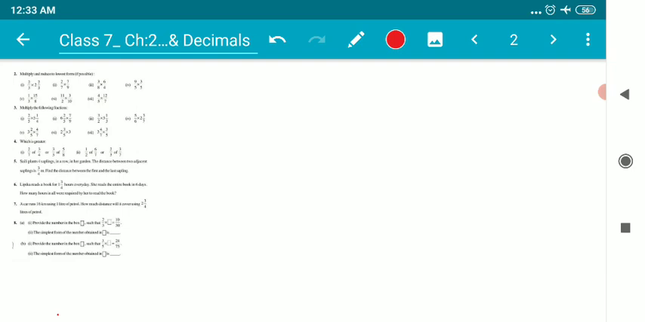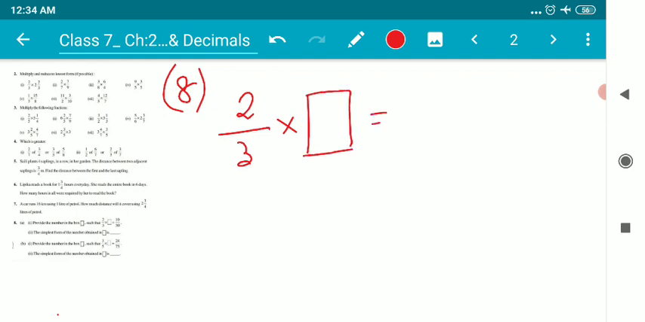Now children, if we talk about question number 8, we have to find out the missing values. So we are given a number 2 by 3 into a box is equal to 10 by 30. You might be getting confused seeing this number. How to write the number in the box? Need not to be worried, your sir is there.